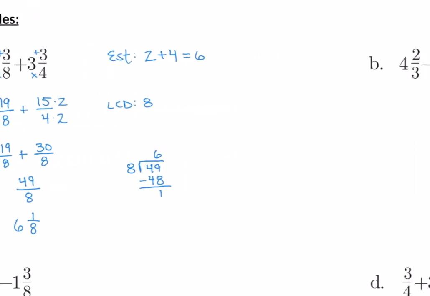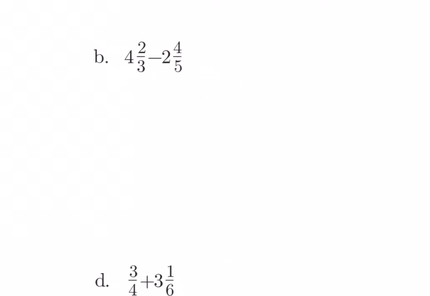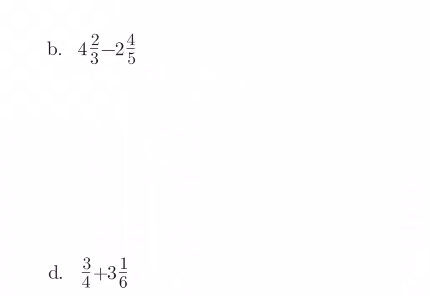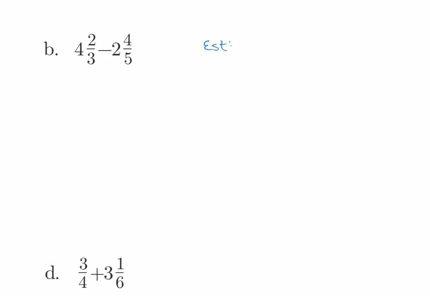All right, let's try another one. Let's look at example B. Starting with our estimate. 2/3, is that bigger than 1/2 or less than 1/2? It is bigger, so we are going to round up to 5. 4/5 is also bigger than 1/2, so we're going to round up to 3. And if we subtract, we get 2.